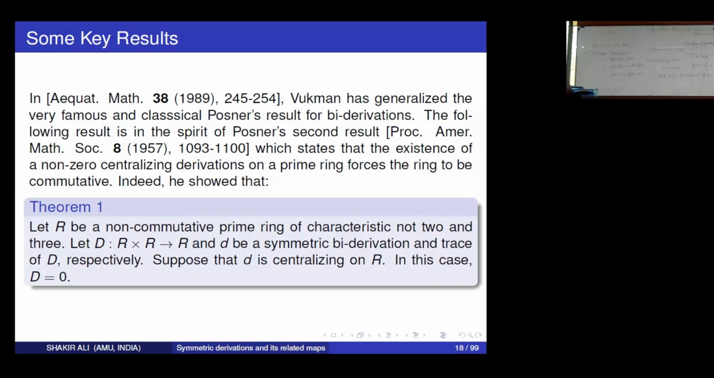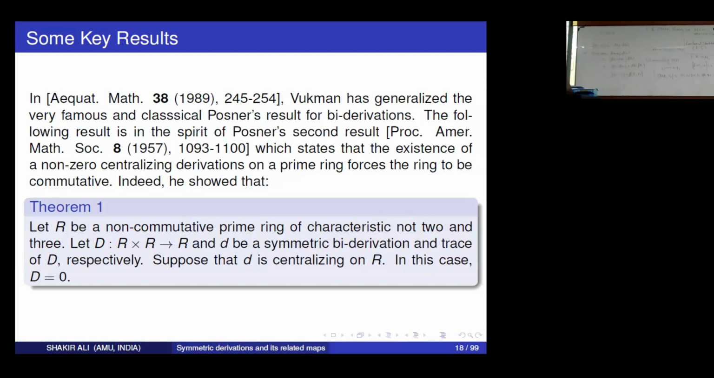In the year 1989, Bresar had generalized the very classical result. I'm talking about the first result of Posner, that is, if this is commutative and this is non-zero, then R is commutative in the case of a prime ring. So Bresar is one of the founding members of this area and has done tremendous work in the field of derivations, not only as functions, a lot of good things.